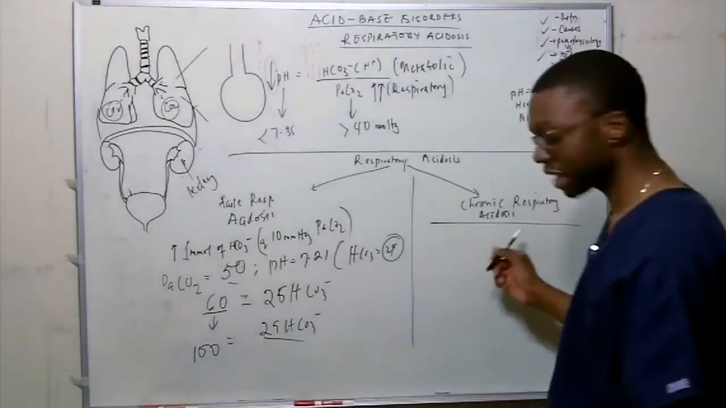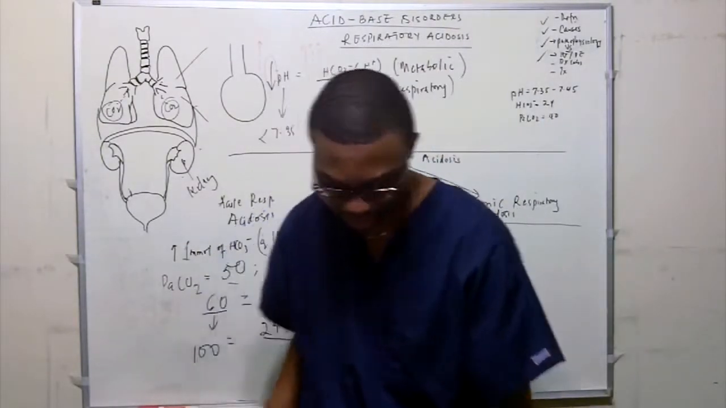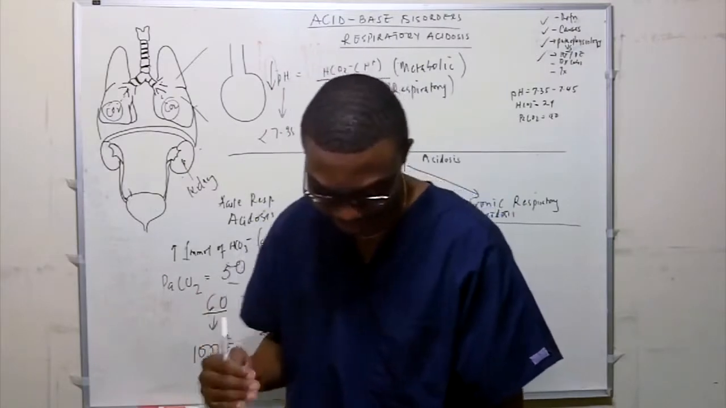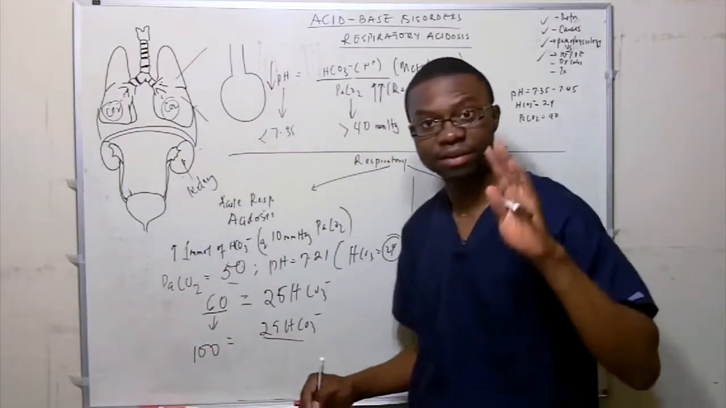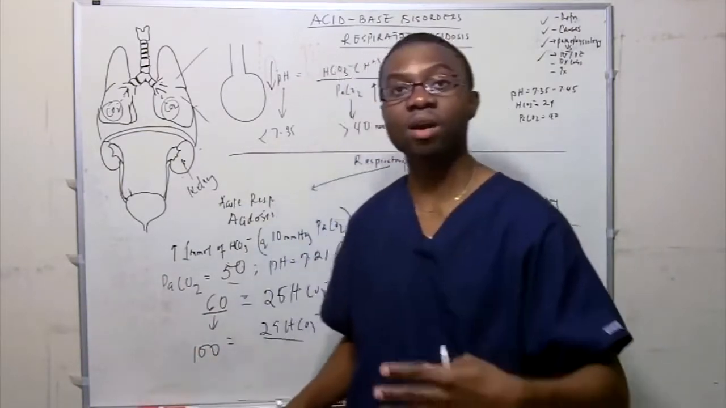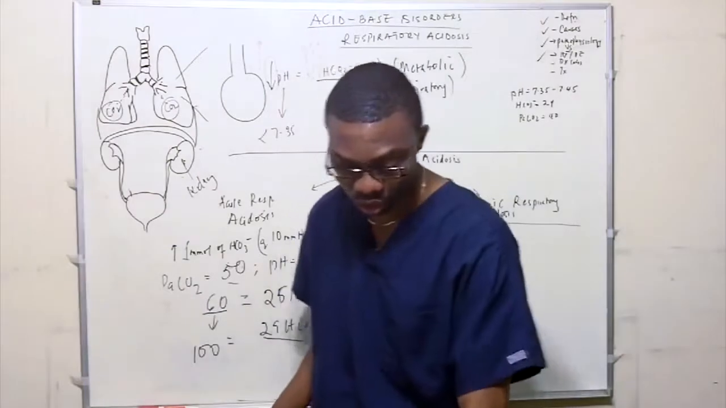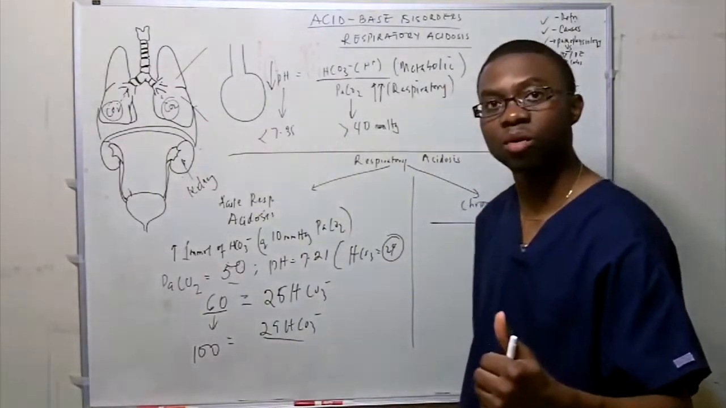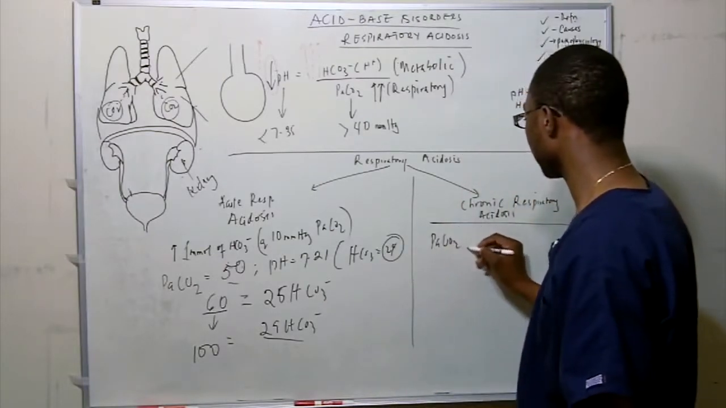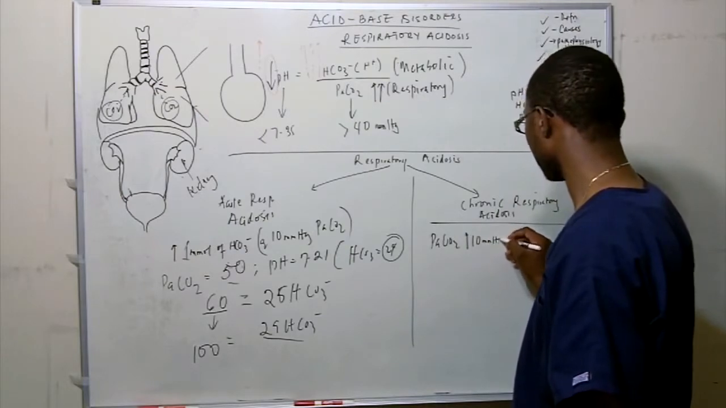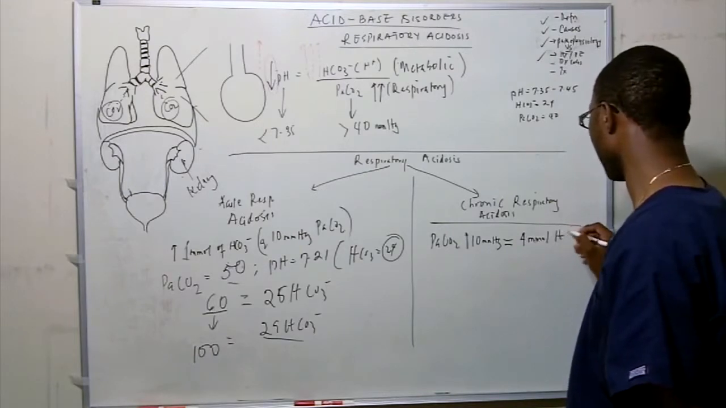So the only difference is in chronic respiratory acidosis, what you have to understand is the compensation by the kidneys is different. It takes a while. So the formula basically is for every 10 increase in PaCO2, there's a 4 millimole increase in bicarb. So let's do the math. If your PaCO2 increases by 10, that is equal to a 4 millimole increase in bicarbonate.